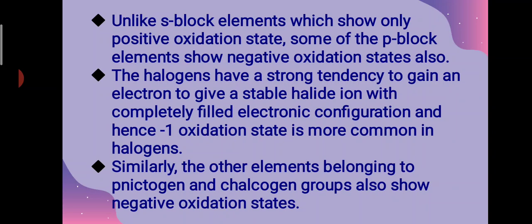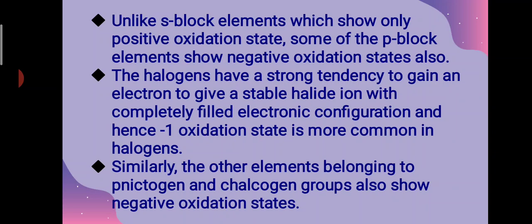But if you take the P block elements, they show negative oxidation state also. Is it clear? So why? Because, for example, you can take halogens. These halogens are highly electronegative. Electronegative means what? The tendency to attract the shared pair of electrons, we call it electronegative.